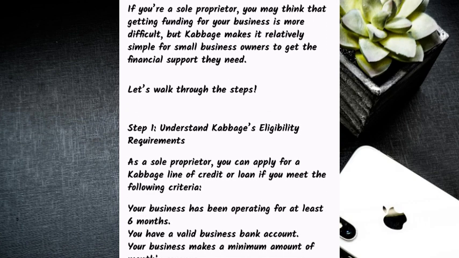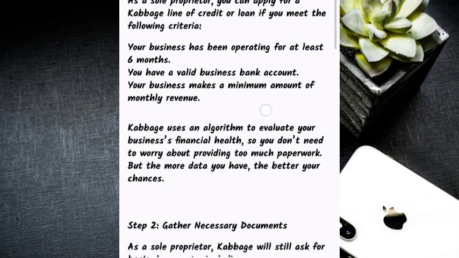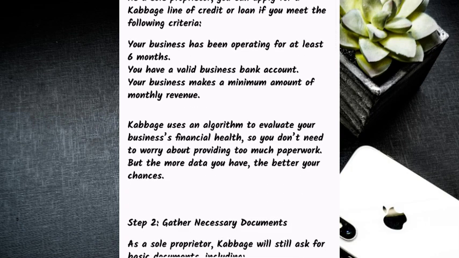Step 1, understand Kabbage eligibility requirements. Now, as a sole proprietor, you can apply for a Kabbage line of credit or loan if you meet the following criteria. The first is your business has to have been operating for at least 6 months. Second, you must have a valid business bank account. Third, your business makes a minimum amount of monthly revenue. Now, Kabbage uses an algorithm to evaluate your business financial health, so you don't need to worry about providing too much paperwork. But the more data that you have, the better your chances. So take note of that.